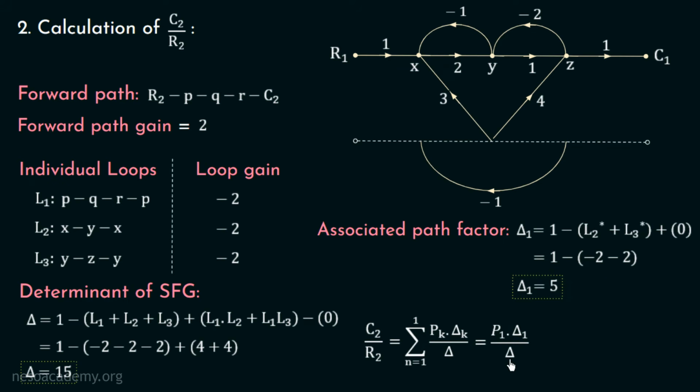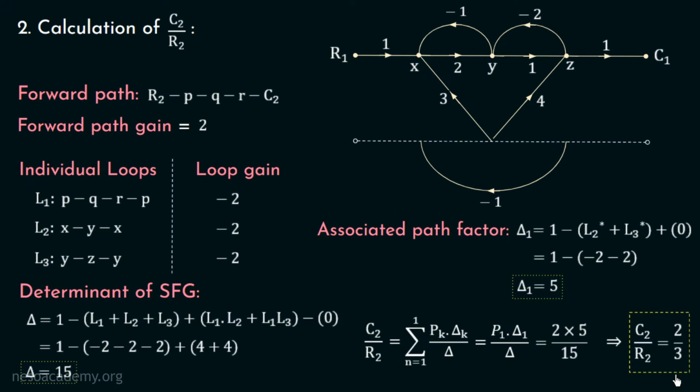Now putting all the values, we will have C2 over R2 equal to 2 multiplied with 5 over 15. And solving this, we will have C2 over R2 equal to 2 over 3. In this way, we are done with the calculation of the second transfer function, which is equal to C2 over R2.